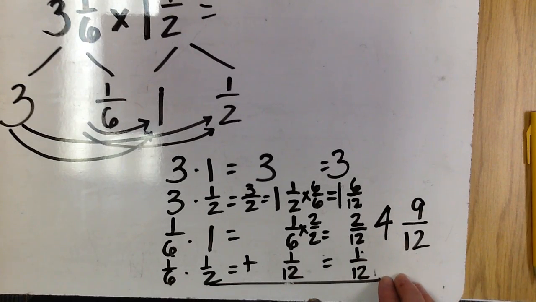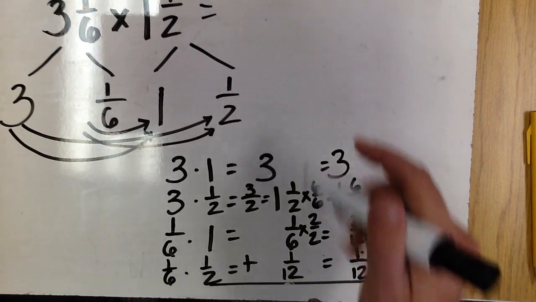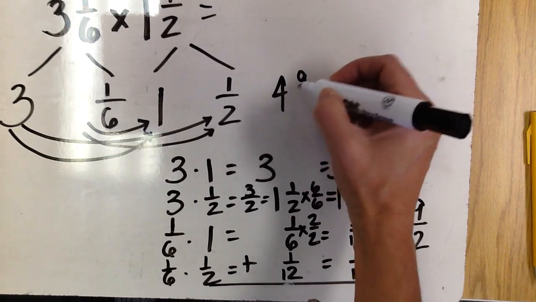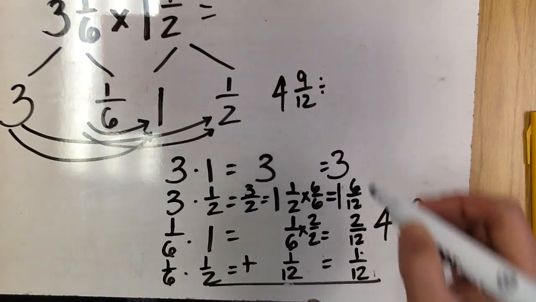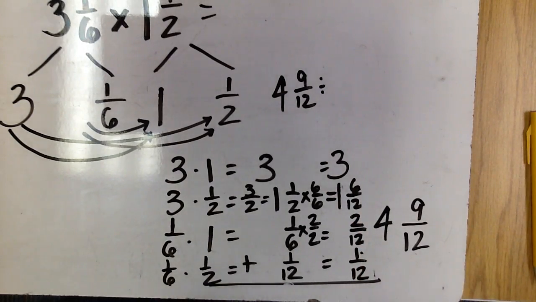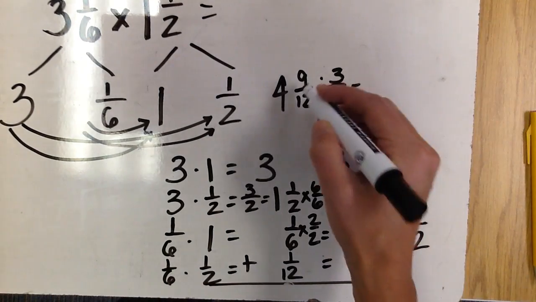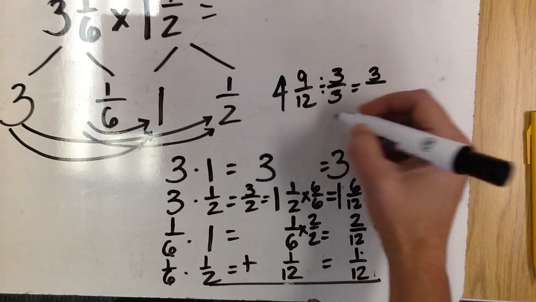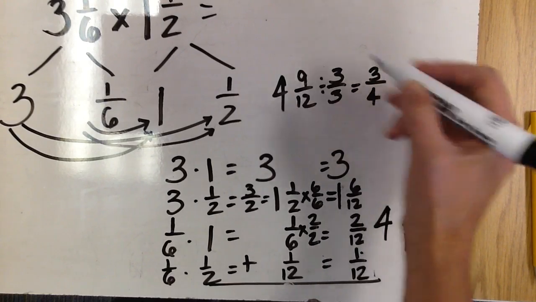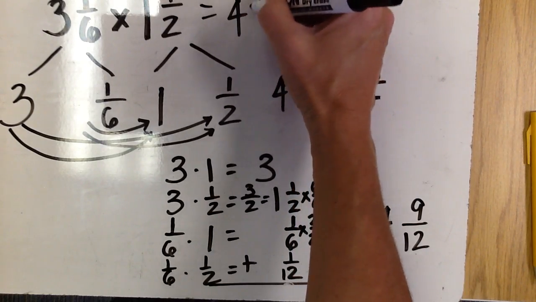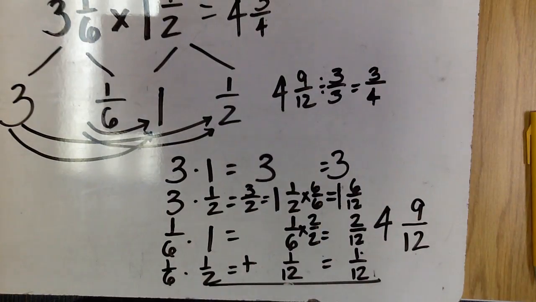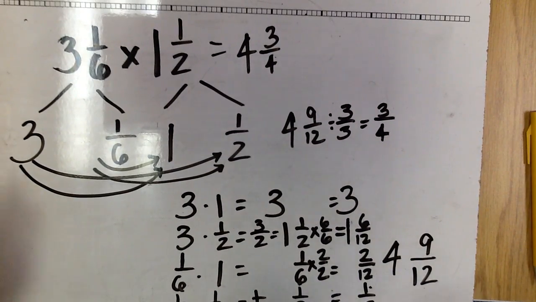So 4 9/12, and again I can simplify 9/12 by dividing it by a fraction equivalent to 1, which I can do with 3/3. So 9 divided by 3 is 3, and 12 divided by 3 is 4. So 4 3/4. So this demonstrates how you can use decomposing to solve multiplying a mixed number by a mixed number.